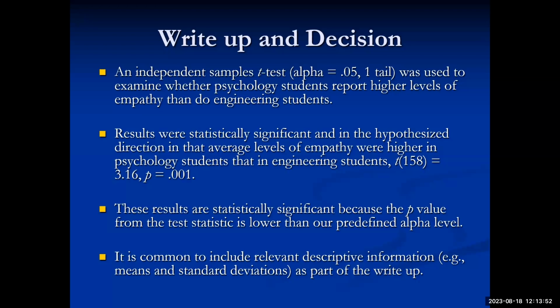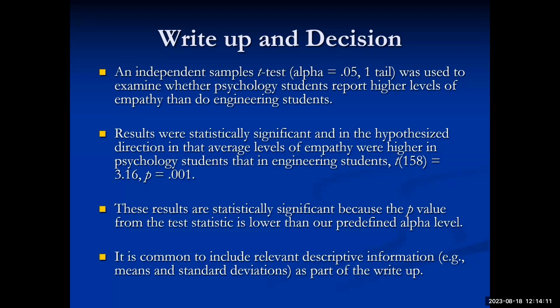3.16 is just the value of the test statistic. And then P in this context is short for the word probability. This is just telling us the probability of our test statistic given the assumption we made under the null hypothesis. These results are statistically significant because the p-value from the test statistic is lower than our predefined alpha level.